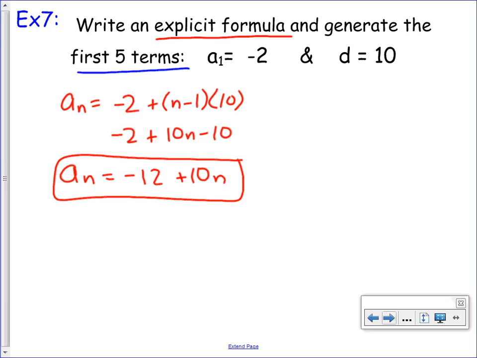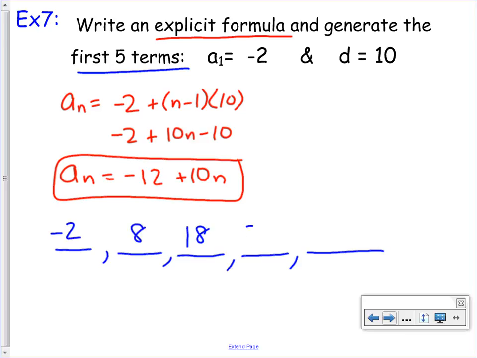So, again, for the first 5 terms, just make a list. 1, 2, 3, 4, 5. Where do we start at? Negative 2. Add 10. 8. Add 10. 18, 28, 38.